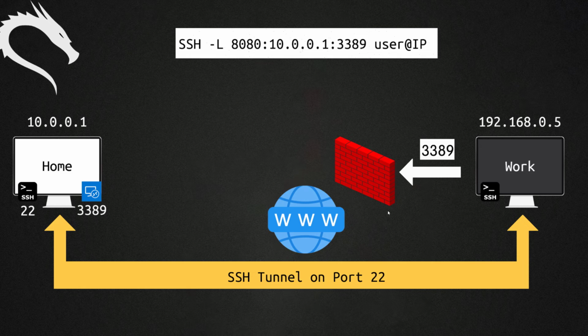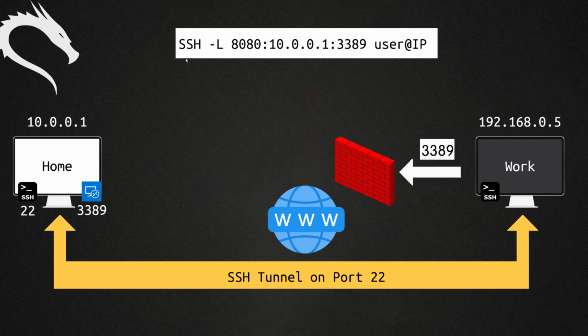And what the computer is doing is that it's taking the data that's sent to the port that we created, for example port 8080, and forwarding it through our SSH tunnel, bypassing the firewall, and then when it gets to our computer at home, it uses port 3389 to connect to our remote desktop application or RDP, finishing the connection.